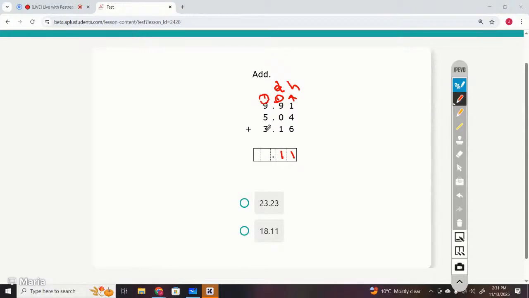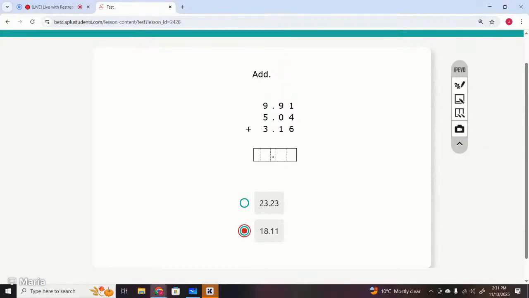9 and 1, 10 and 5, 15, 16, 17, 18. So that is 18.11. The correct option is 18.11. Option number 2 is the correct option.